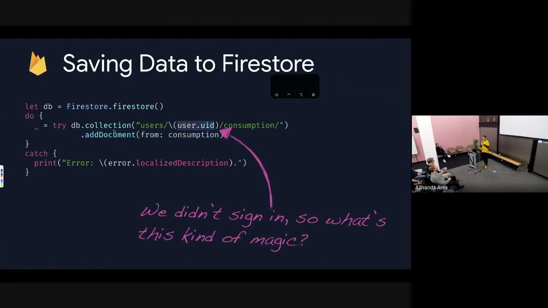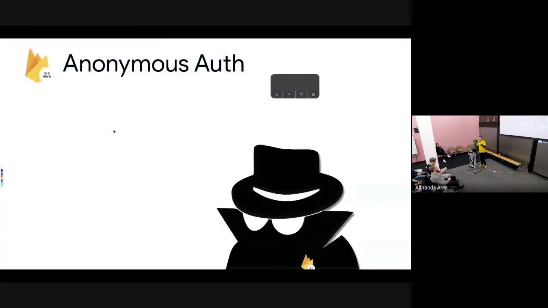So how do we know about the user? I didn't sign in to the application, so how did it know I'm a user and what's my name? There's a thing called anonymous auth in Firebase. Anonymous auth basically helps you let your users use your application without requiring them to sign in.